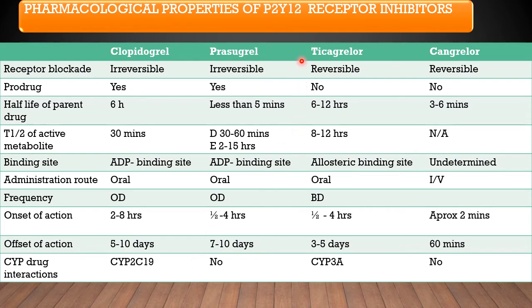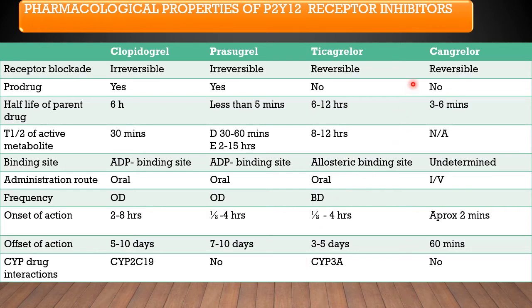With regards to TICAGRELOR, it is a reversible inhibitor. It is not a prodrug. The half-life of the parent drug is 6 to 12 hours. The elimination half-life of this drug is 8 to 12 hours. And it has an allosteric binding site. It is administered orally in a BD dose fashion, with an onset of action 30 minutes to 4 hours, offset of action 3 to 5 days, and it has CYP drug interactions.